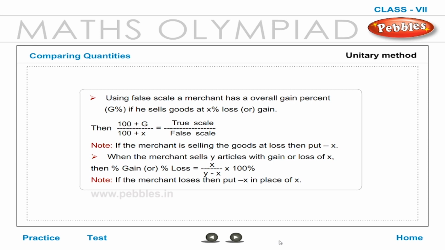When the merchant sells Y articles with a gain or loss of X, then percentage of gain or percentage of loss is equal to X by (Y minus X) into 100%. Note, if the merchant loses, then put minus X in place of X.